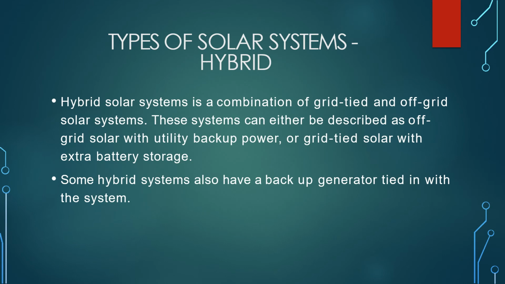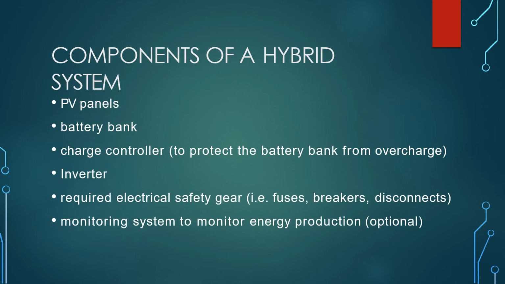The third type is hybrid solar PV system. It's a combination of grid-tied and off-grid solar system. Actually, it can be described as off-grid solar with utility backup power, or we can call it a grid-tied solar with extra battery storage. And some hybrid systems also have a backup generator tied in with the system. So the hybrid system mainly consists of PV panels, battery bank, charge controller, inverter, safety gear like fuse breakers, etc. Then it requires a monitoring system to monitor the energy production.